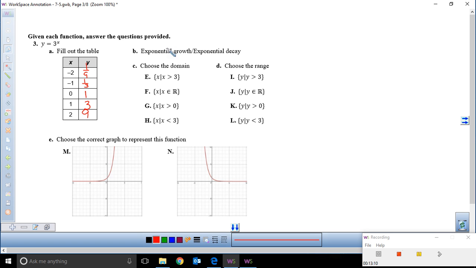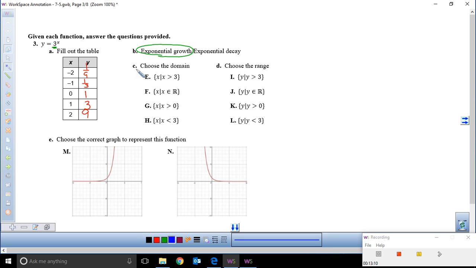So part B says, is this going to be exponential growth or exponential decay? Now, you could look at your chart and figure it out from there, see if it's going up or down, but all you have to do is look at this number right here. It's bigger than 1, so it's going to be exponential growth.